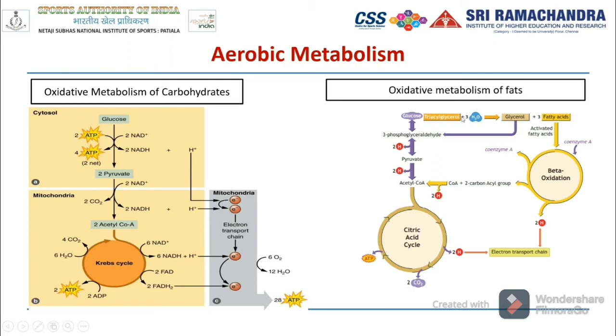When we look at the oxidative metabolism of fat, we can see the first step is called beta oxidation, and then the same citric acid cycle or Krebs cycle happens, followed by the electron transport chain. So what we are trying to understand here is that the first step of the two metabolisms is different, and the next two steps are the same for carbohydrates and fat.